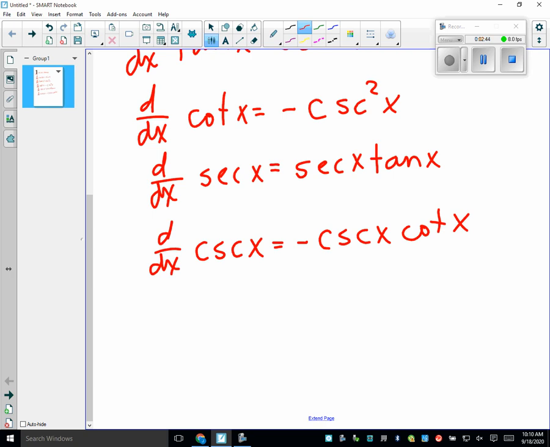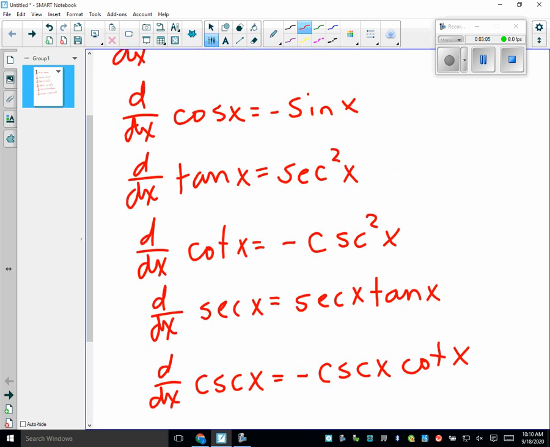All right, did you write them down? Did you notice the derivative of all the co-functions are negative? The derivative of the co-functions are basically the co of the original. Tangent is secant squared. Cotangent is cosecant squared. We did a co with it. Secant is secant tangent. Cosecant is cosecant cotangent. So there's a lot of little things that help you remember.